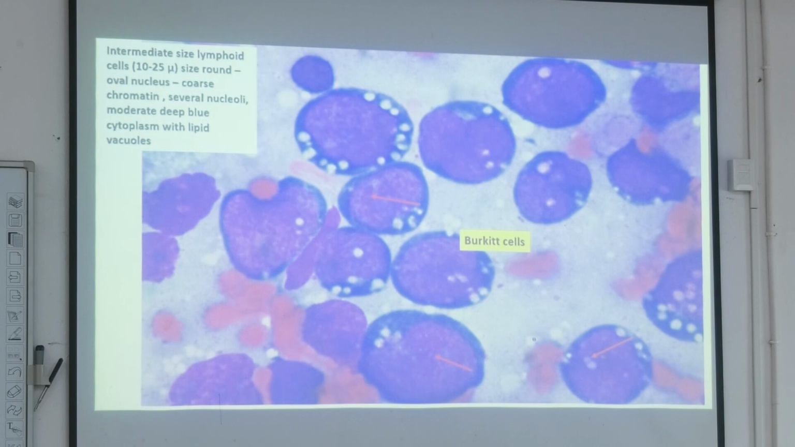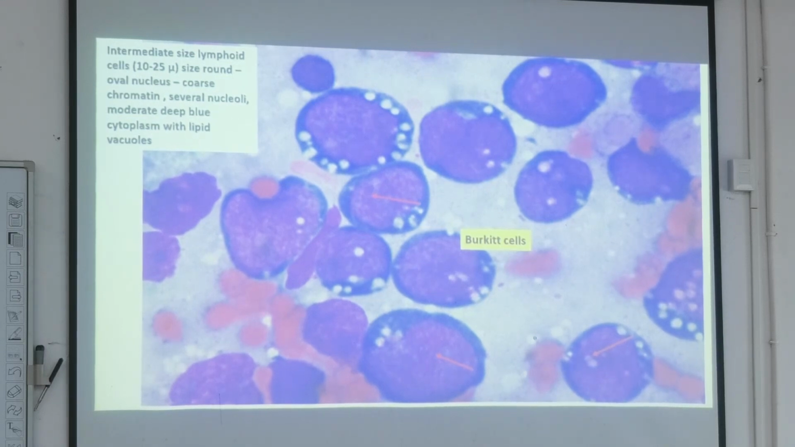See this thing. You will come across the L3 blast in ALL; the cells are Burkitt-like. What are these things? The cells are large in size, with coarse chromatin, deep blue cytoplasm, and lipid vacuoles. That is the Burkitt cell in Burkitt lymphoma. When it is present in ALL, or acute lymphoblastic leukemia, the cell is called a Burkitt-like cell.